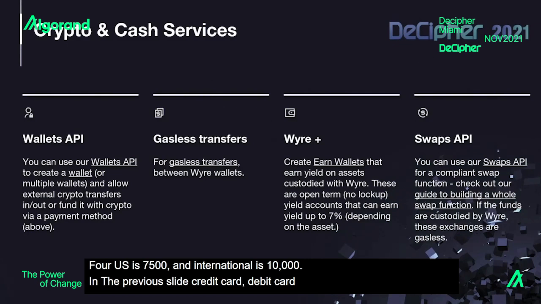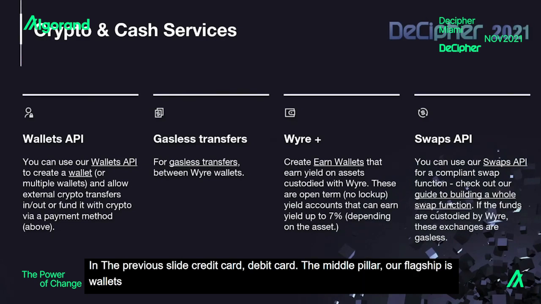The middle pillar of our services, crypto and cash. Of course, the flagship is wallets. So this is one thing that differentiates us from our competitors, is we can offer wallet support. None of our competitors do that. So if you just want wired to custodial wallets and you don't want to deal with the additional complexity that comes with managing wallets, you can use Wyre to do that.